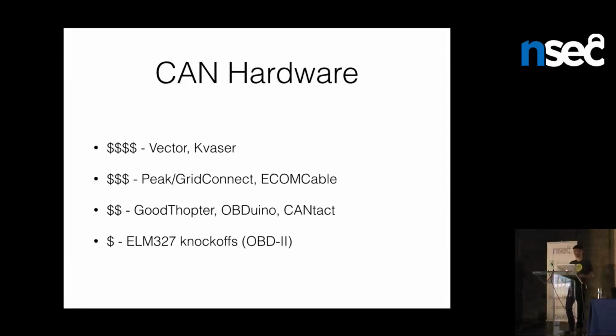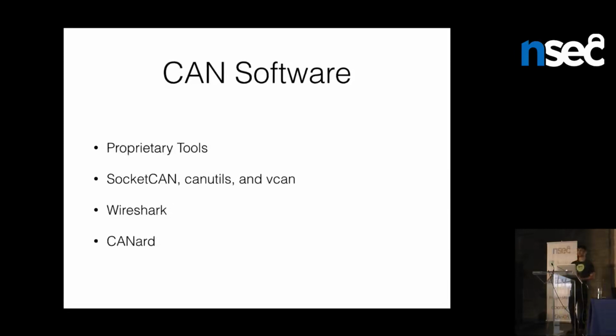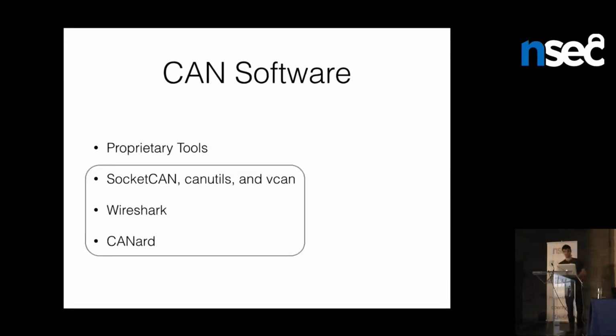So for $10, $20, you can get something that you can actually plug into a car and do some stuff that can actually save you money. Clear your fault codes, read fault codes, that sort of thing. Software side, you have all the proprietary tools, but we'll focus on not those. The main ones that are on Linux, I guess, are SocketCAN, this can-utils package, and vCAN.